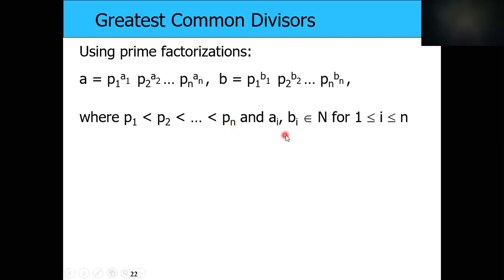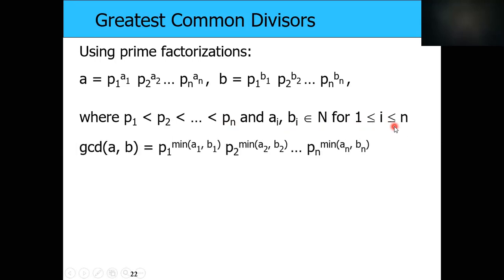Similarly, the exponents Ai and Bi belong to the natural numbers for i from 1 to n. In that case, the GCD of A and B is P1 to the power minimum of A1 and B1, P2 to the power minimum of A2 and B2, and so on, up to Pn to the power minimum of An and Bn.